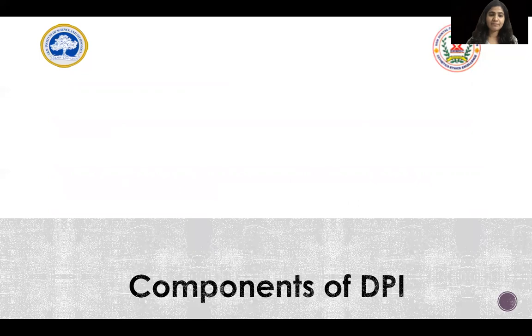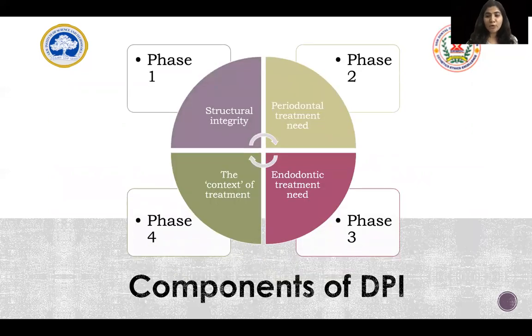So now coming to the components of the DPI, there are 4 components that one has to see when choosing the right restorative protocol for a decayed tooth. The first is the structural integrity. The second is the periodontal treatment need. The third is the endodontic treatment need. And the fourth consists of the context of the treatment. Now let us understand each and every component of the Dental Practicality Index individually.